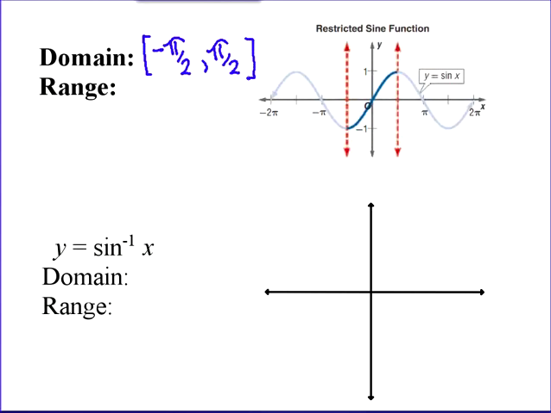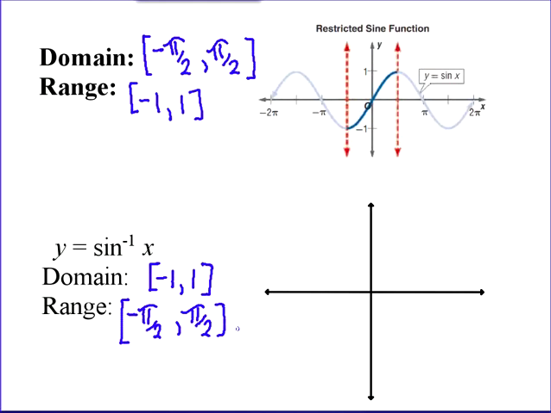The range, what's the range of this graph here? Negative 1 to positive 1. Now whenever I graph the inverse, I flip those, remember? And so the domain of y equals inverse sine of x will be negative 1 to positive 1. What's the range going to be? Negative pi over 2 to positive pi over 2. Now we need to file this fact away to memory because we're going to use this a little later.